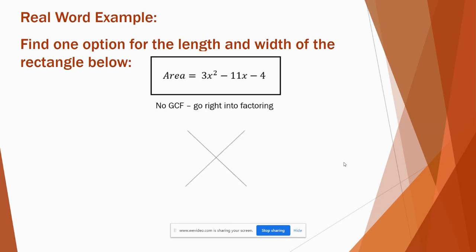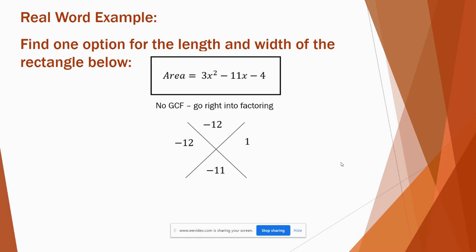You create the x, and then you place the a times c value at the top of the x and the b value at the bottom of the x. Negative 12 goes on top and negative 11 goes on the bottom. You figure out that negative 12 and 1 multiply to negative 12 and add to negative 11.